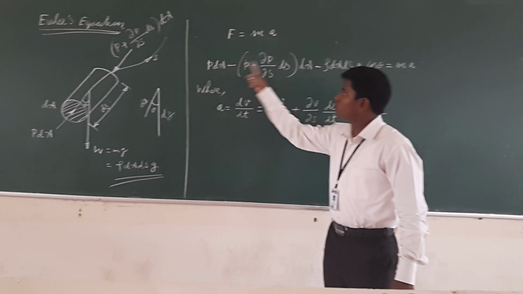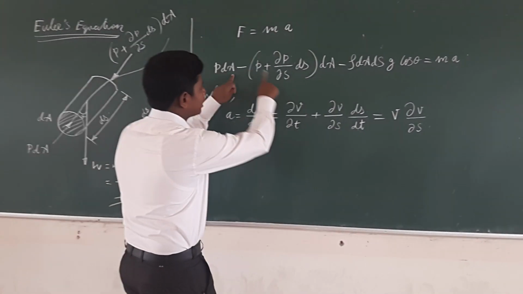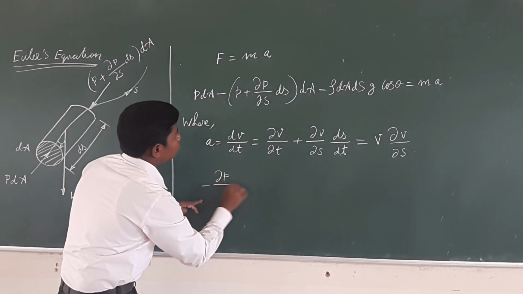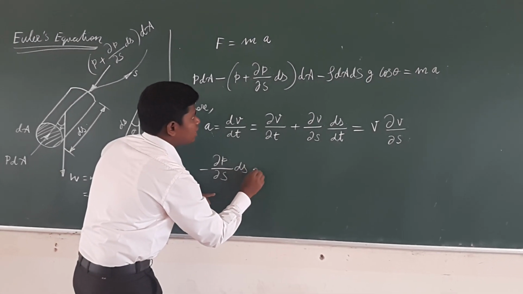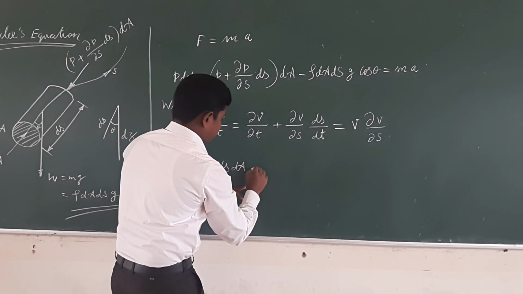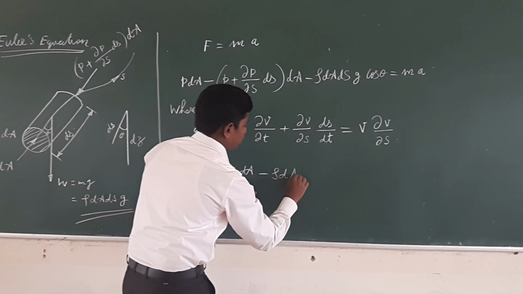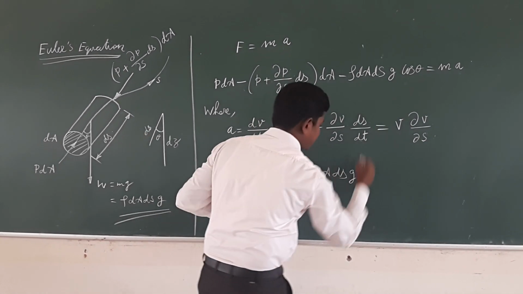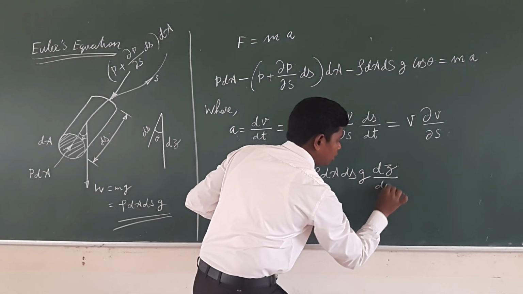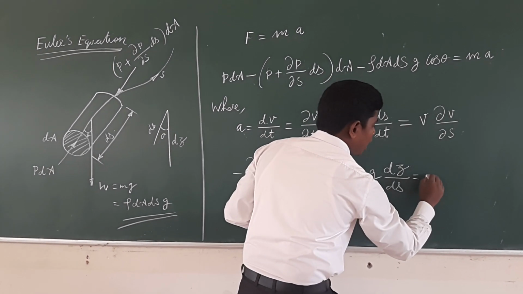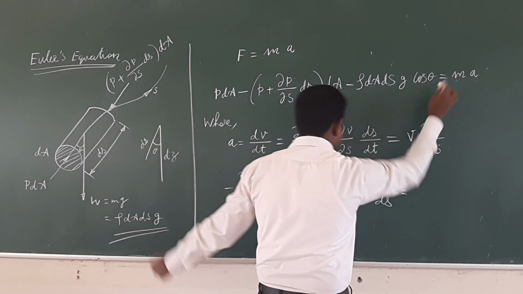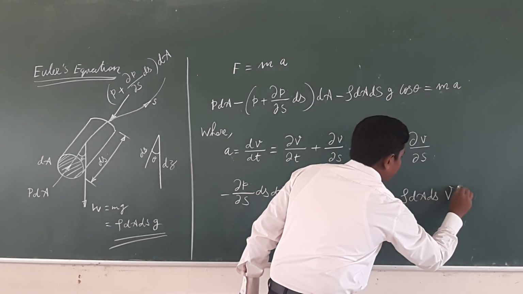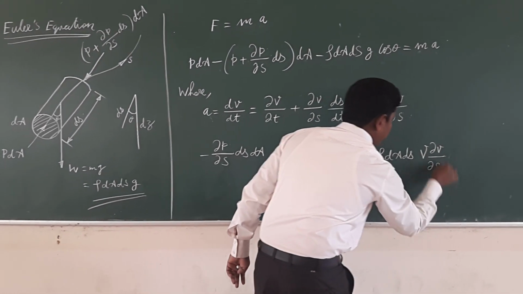Now, with the consideration of acceleration and cos theta as dz by ds, this equation can be simplified: P dA gets cancelled with minus P dA. Then we have minus dou P by dou s into ds into dA, minus rho dA ds g dz by ds, which equals mass, which is rho dA ds, and its acceleration is v dou v by dou s.